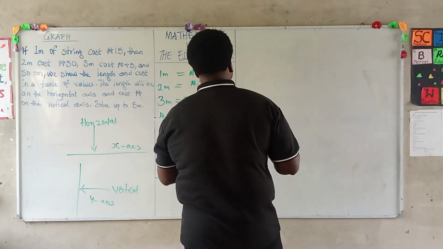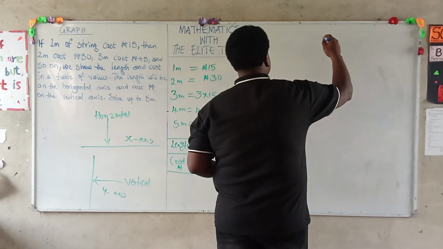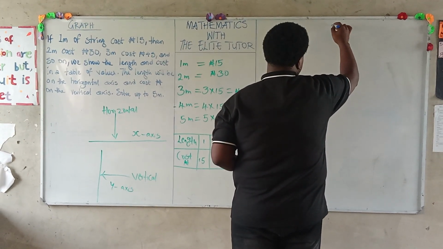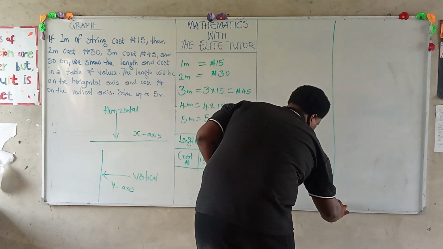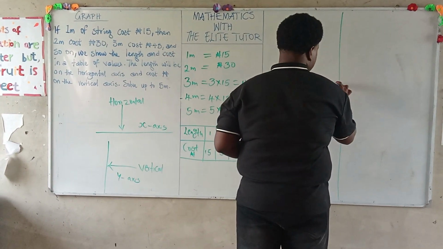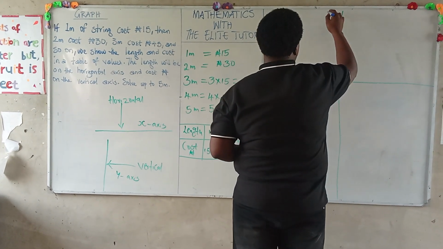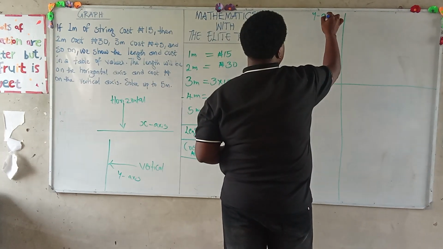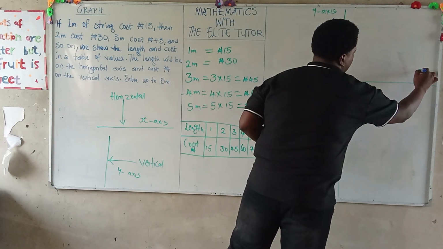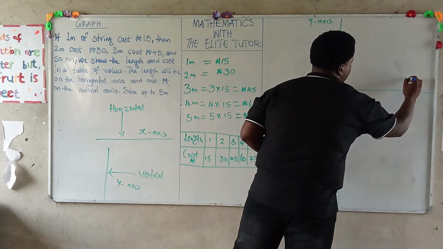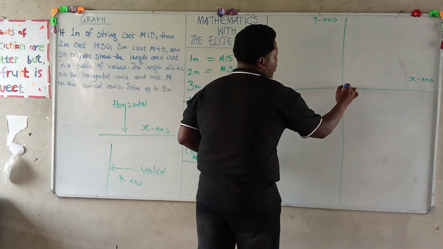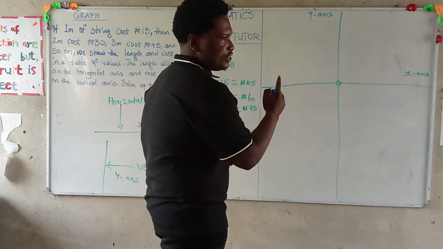So we're going to be plotting the graph for this question. The first thing, we are going to have a vertical line, and then we have our horizontal line. So this is our y-axis, while this is our x-axis. Let's call here our x-axis. And don't forget, this is your point of intersection, which is my 0.